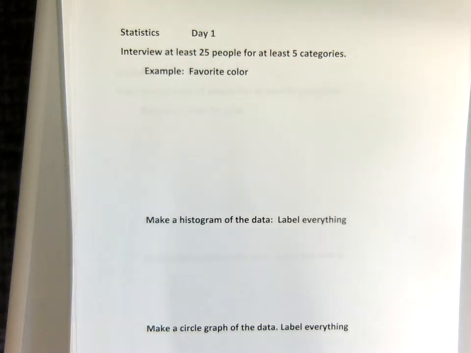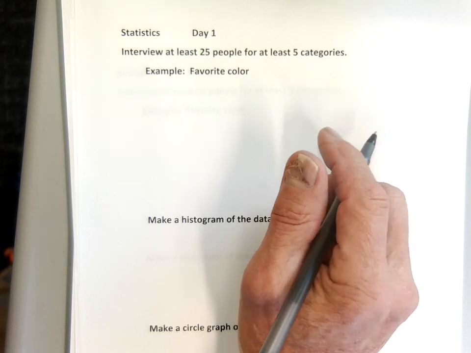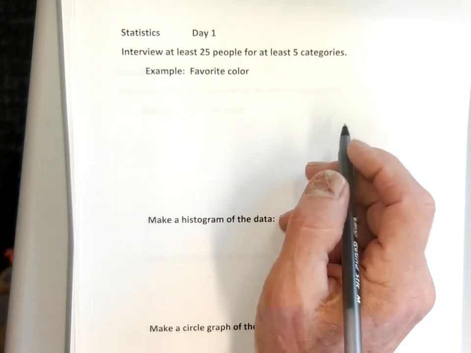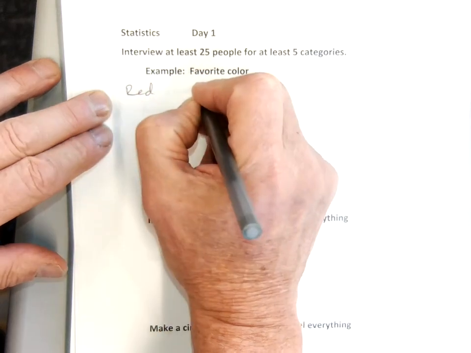Here's our lesson for today. So I'm going to make this up, but you're going to go, like Michael said, you're going to go around and you're going to interview. For instance, here's my example of favorite color. So maybe I'd say red or green.